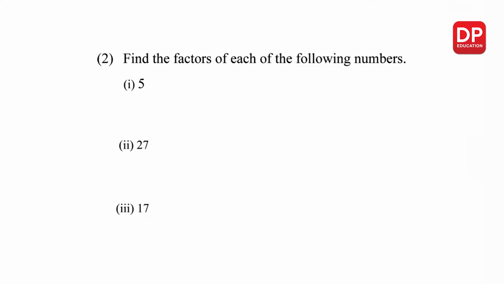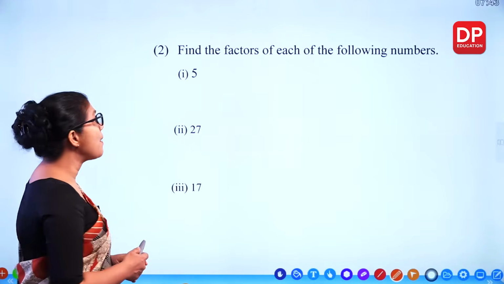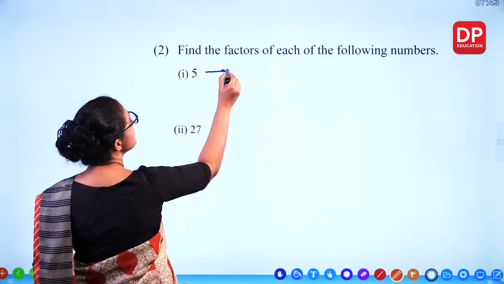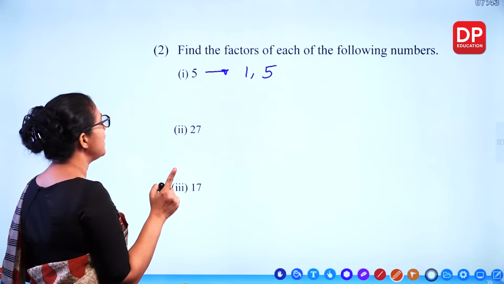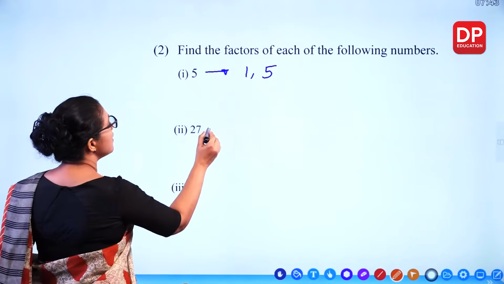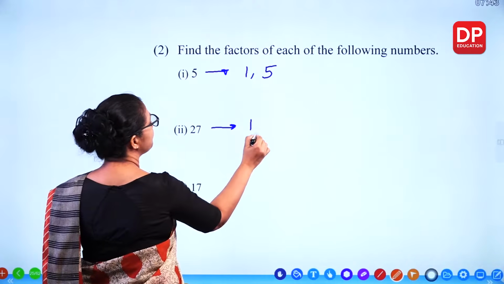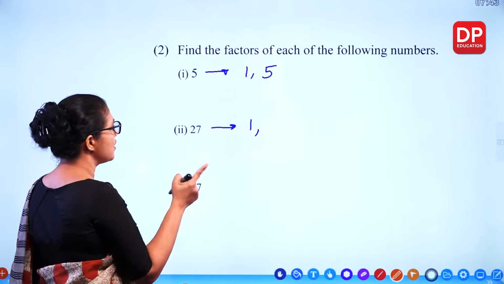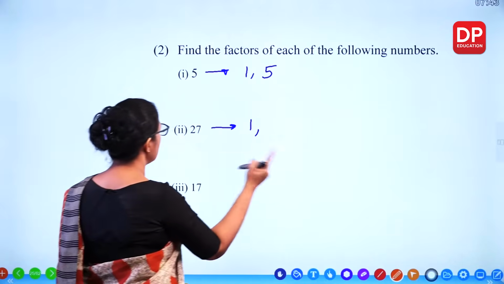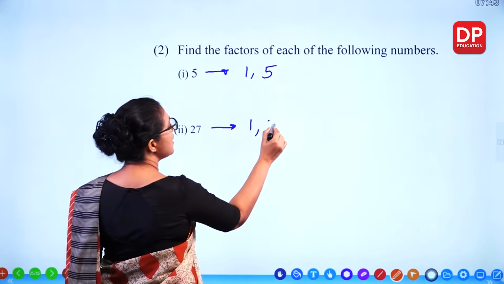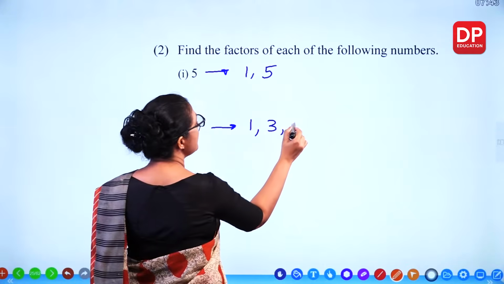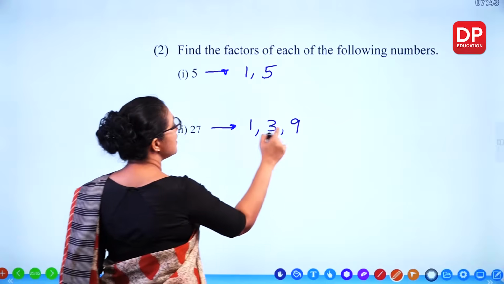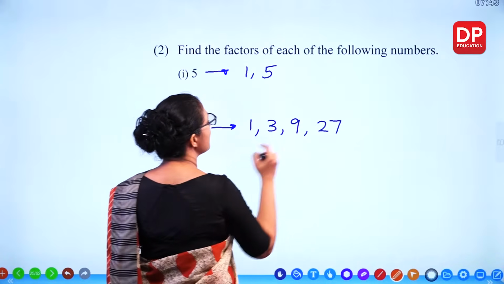Now look at question number 2. Find the factors of each of the following numbers. 5. 5 is a prime number. So what are the factors? 1 and 5. 5 times 1 only. 27. We can write 1 times 27. So 27 is also a factor. So you can divide by 3. 3 times 9. So 1, 3, 9 and then 27.